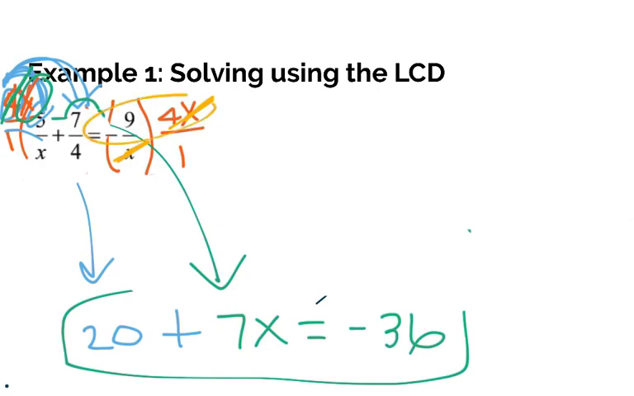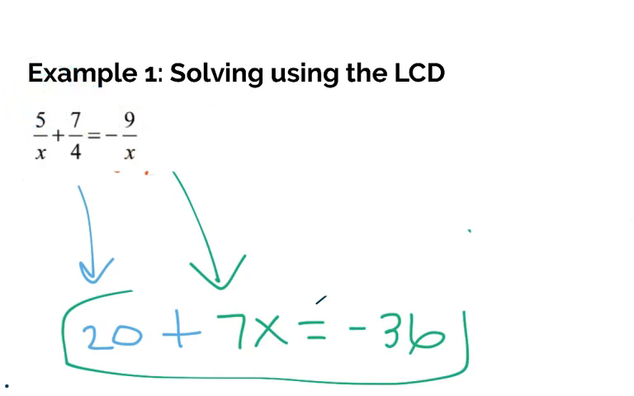So the whole point of multiplying by 4x is that a lot of things canceled. And the reason that a lot of the things canceled is because I took the LCD, the least common denominator, of all of these denominators, 4 and x. And all of those can just go into 4x. Usually if you just multiply them together, that'll work.